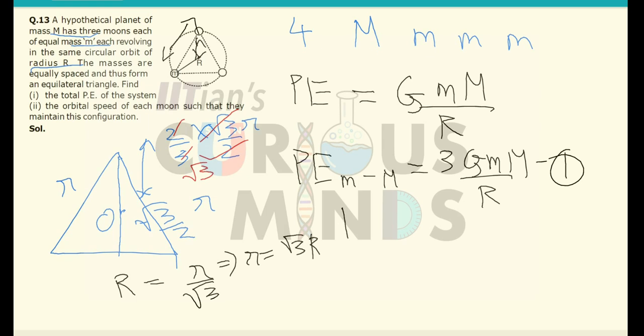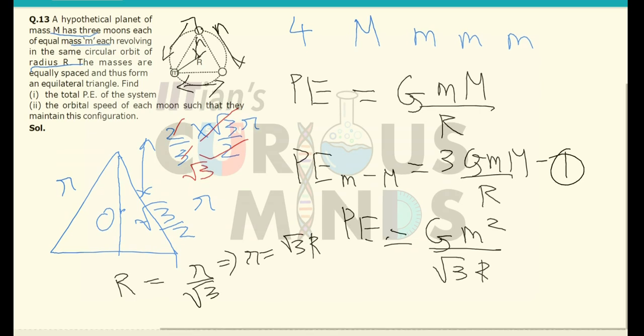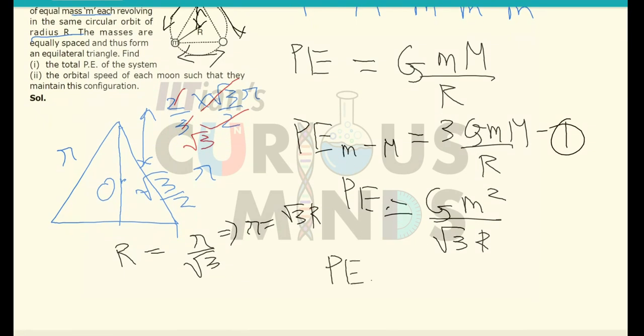So the potential energy between 2 satellites will be equal to G m1 m2 divided by the distance, that is G m square divided by root 3 R. Now there are 3 such configurations: between the first and the second satellite, between the first and the third, and between the second and the third. So this will also be multiplied by 3. So the potential energy for the satellite-satellite configuration will be equal to root 3 G m square divided by r. Let this be the second equation.